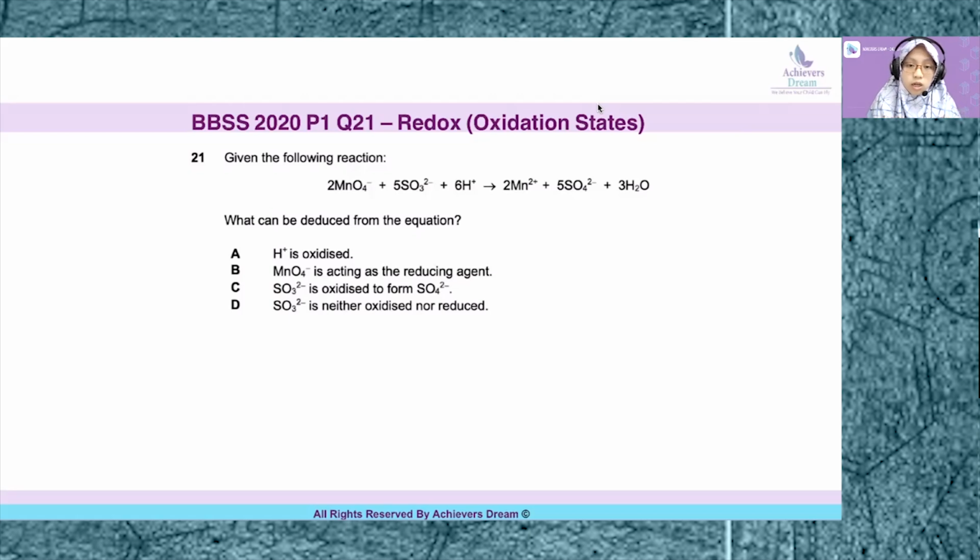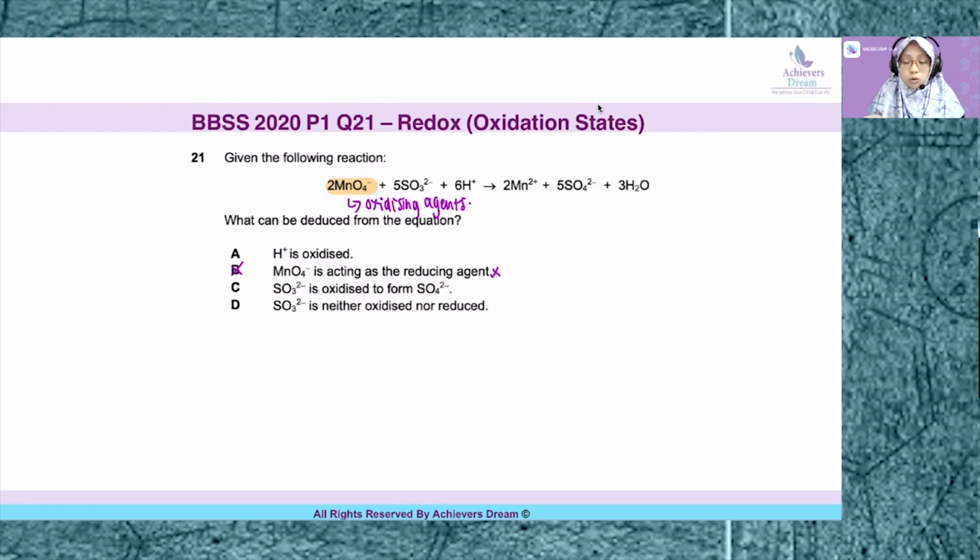What I can recognize from this equation is the MnO4 minus ion. This is one of the oxidizing agents that you will have to remember. So what I can eliminate from the options is option B, that MnO4 minus is acting as the reducing agent. This is not true because MnO4 minus is an oxidizing agent.